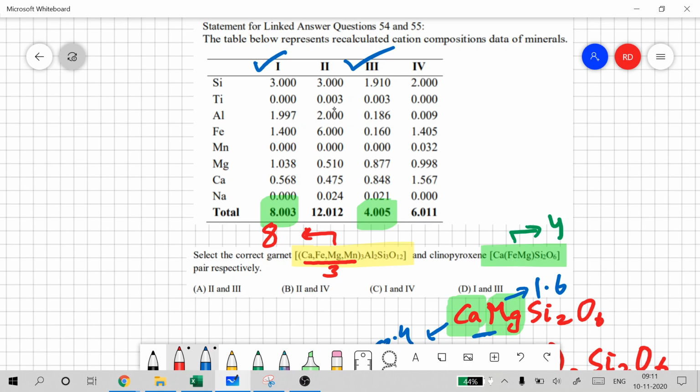Okay, 1 and 3. D. You don't even need to look at the things that are given to you on top of that.